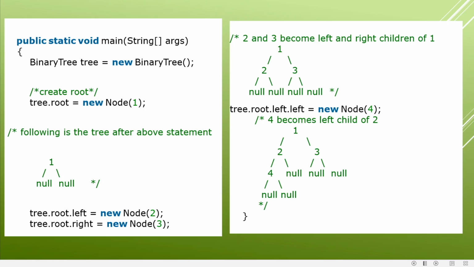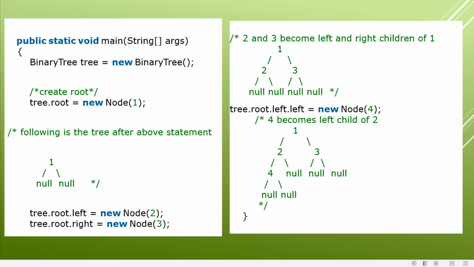Now I am creating a left child for this root node. Then we have to write tree dot root dot left equals new Node of 2. Then 2 will become the left child for this root node 1. Similarly 3. If you observe here, 2 and 3 will become the left and right children of 1 when I inserted these 2 nodes for node 1 as left and right children.